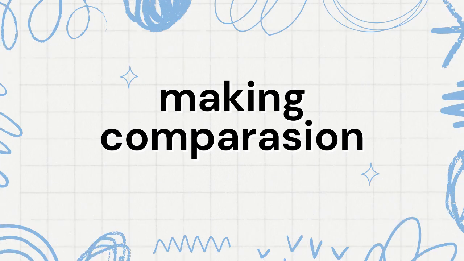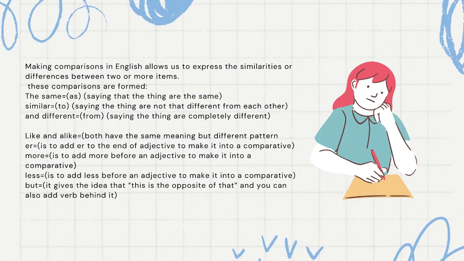And lastly, the last chapter of this video, chapter 9, making comparisons. Making comparisons in English allows us to express the similarities or differences between two or more items. These comparisons are formed with the same, followed by as, saying that the things are the same; similar, followed by to, saying that the things are not that different from each other; and different, followed by from, saying that the things are completely different; like and alike. First of all, both have the same meaning but different patterns.